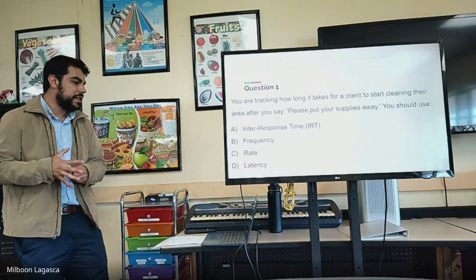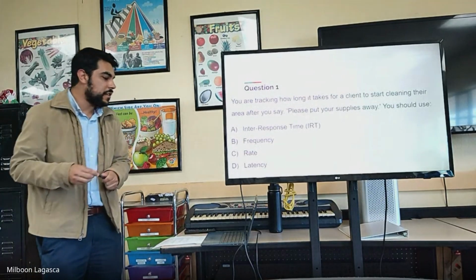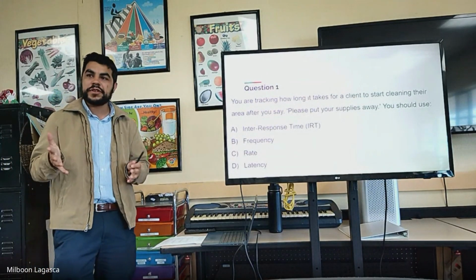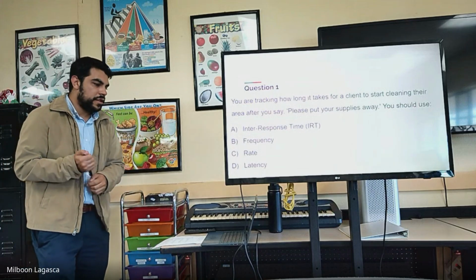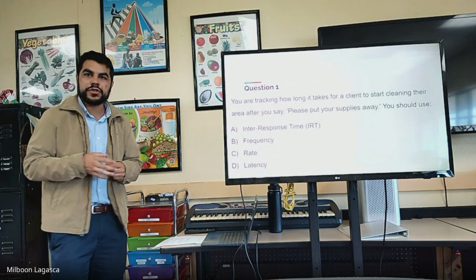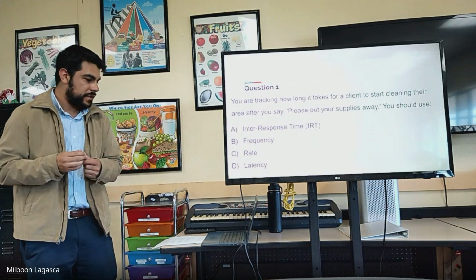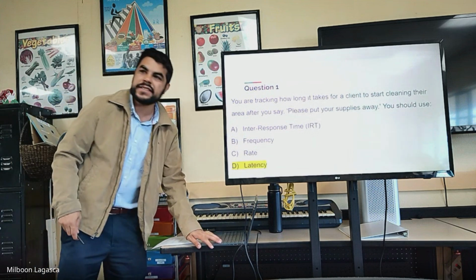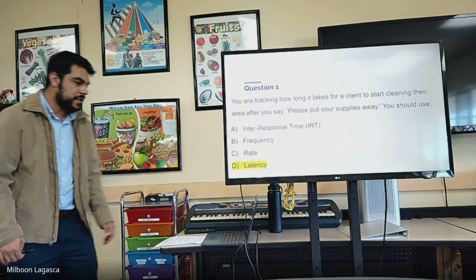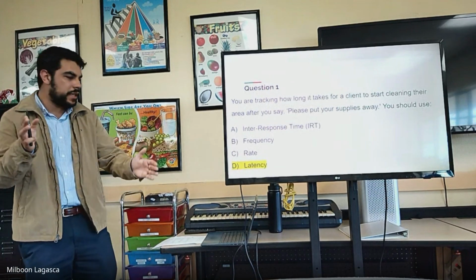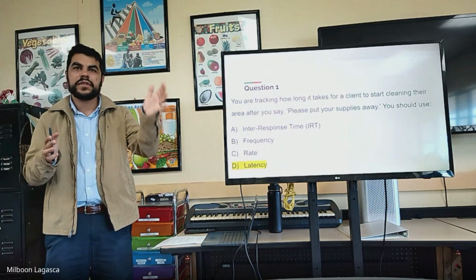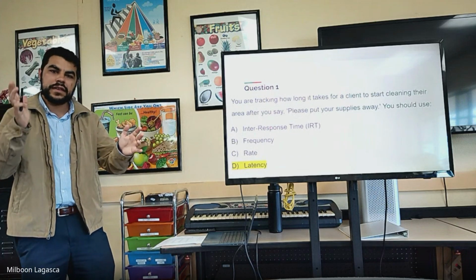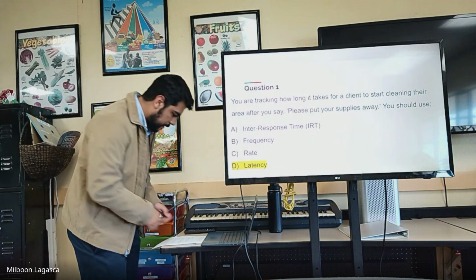You are tracking how long it takes for a client to start cleaning their area after you say, please put your supplies away. What should you track? How should you track? Hearing D, yes, latency. Latency is the duration between the SD or the instruction and when the individual begins the response. Good.